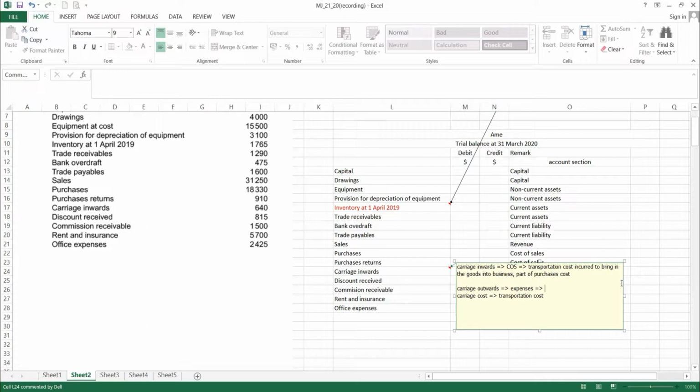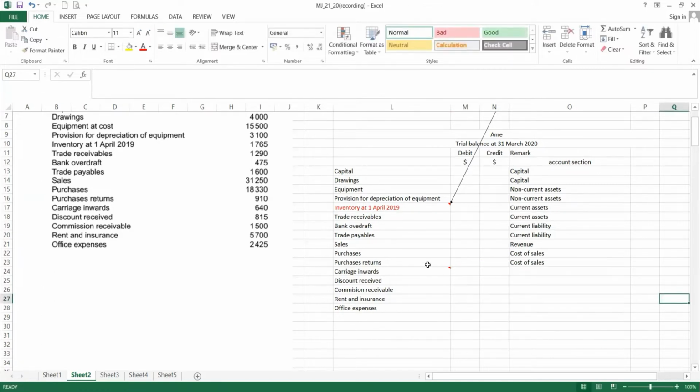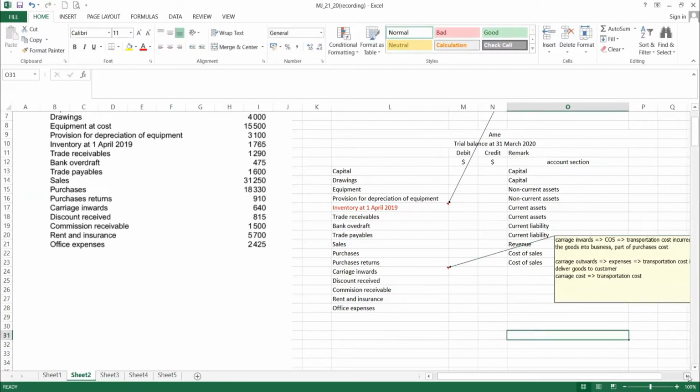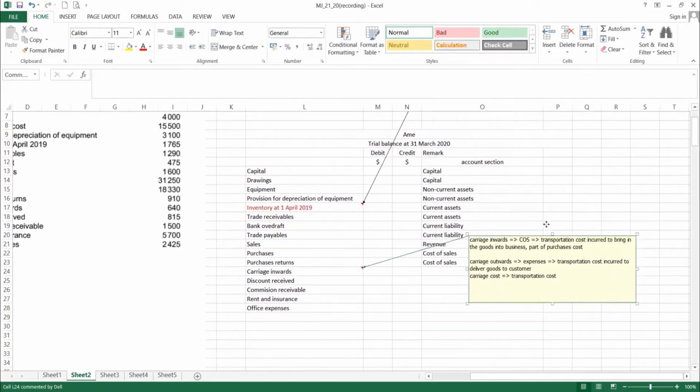Carriage outward is the transportation cost incurred to deliver goods to customer. So this is the cost incurred sent to customer. We treat it as a part of the expenses. So take notes about the carriage inward, carriage outwards. Because sometimes the question will also ask you to define these two terms. What is the difference for these two terms?